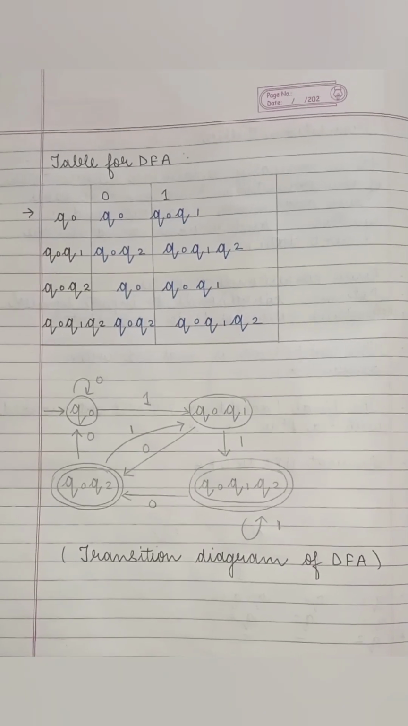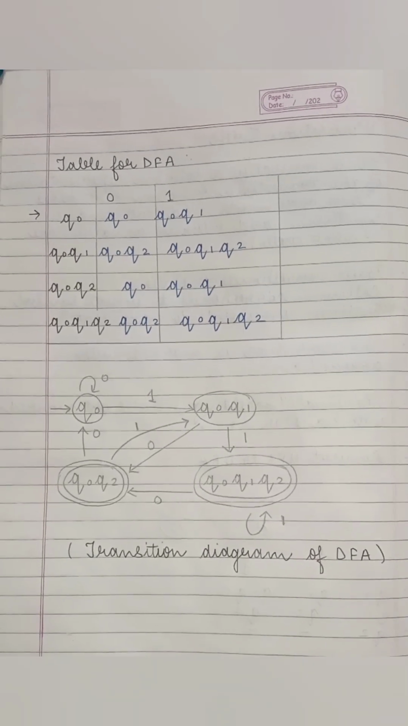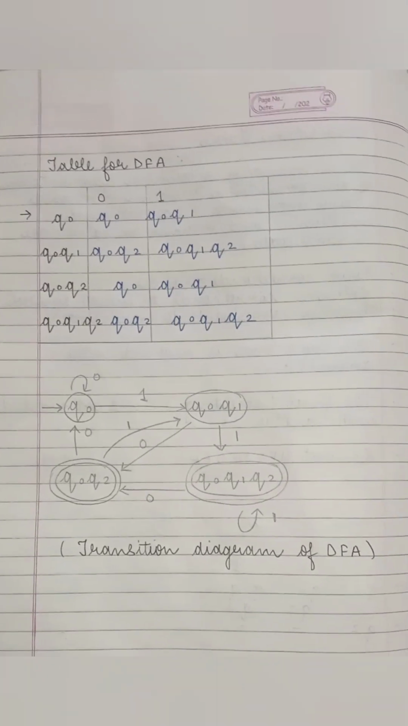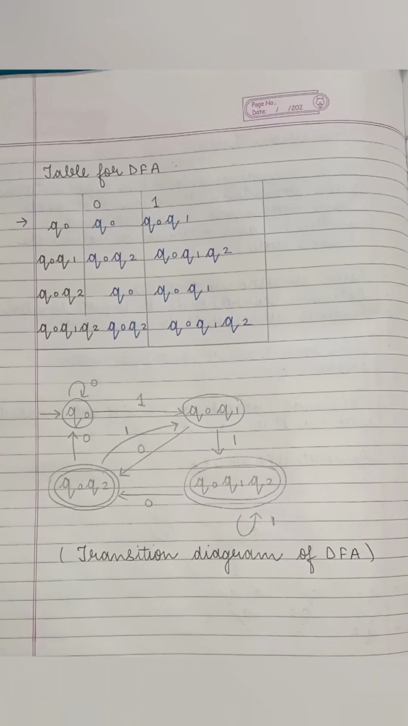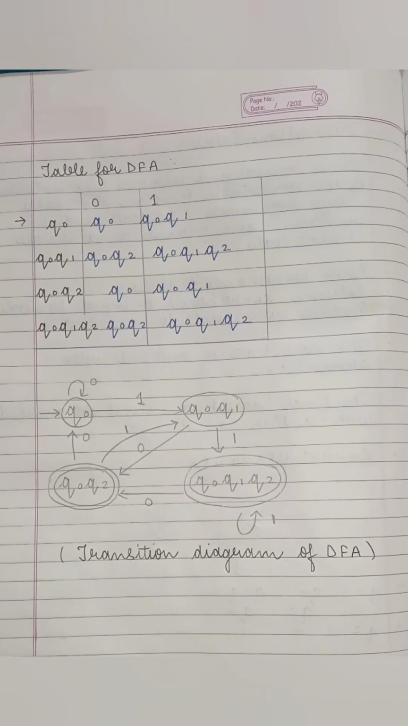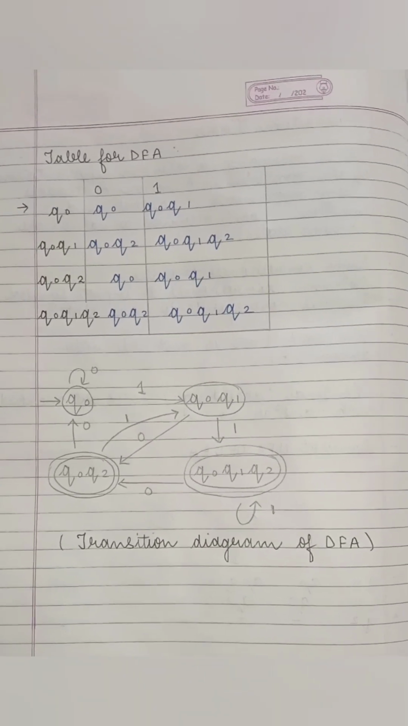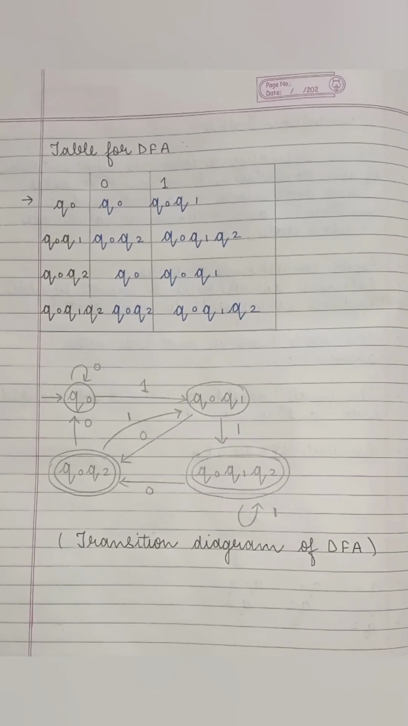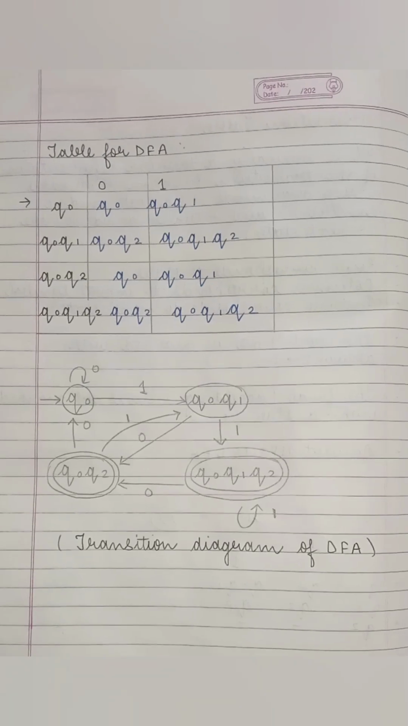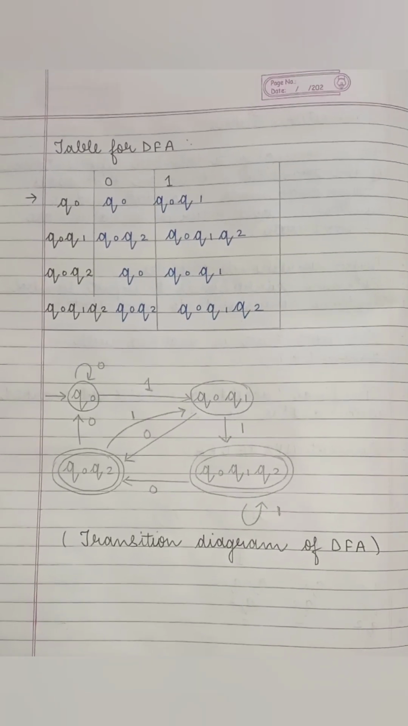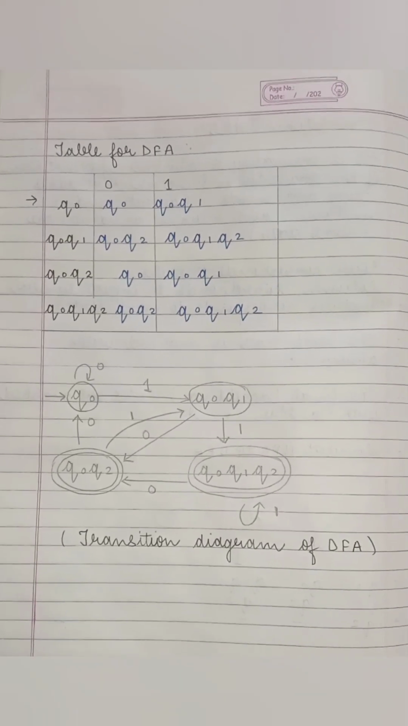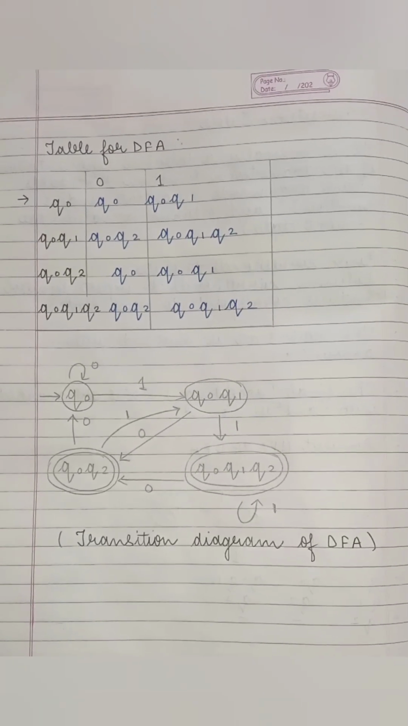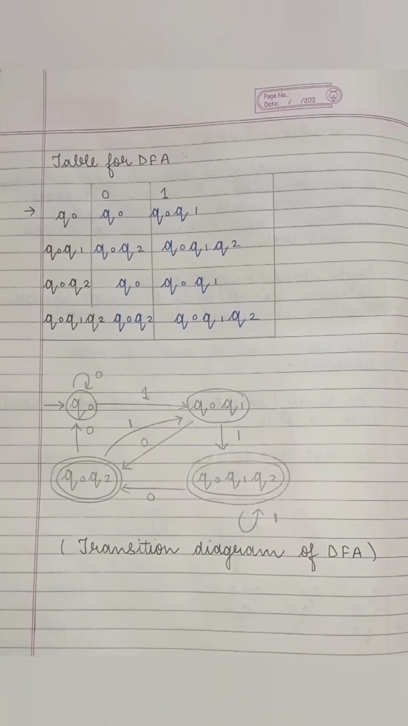Now constructing the table for DFA, for Q0, 0 goes to Q0 and for 1 goes to Q0Q1. Now expanding for Q0Q1 state, we get Q0Q1 for 0 goes to Q0Q2, for 1 it goes to Q0Q1Q2. For Q0Q2 on expanding we see that for 0 it goes to Q0, for 1 it goes to Q0Q1. Now expanding Q0Q1Q2, we see that for 0 it goes to Q0Q2 and for 1 it goes to Q0Q1Q2.